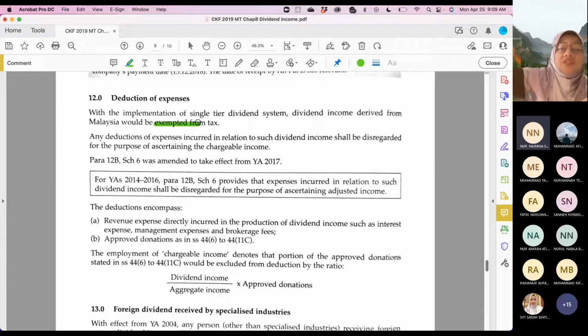So in this case, 80% is used for business, so the interest will be charged on the business income. The other 20% should be charged on the dividend income. But in the computation, because under single tier your dividend is already exempted, any expenditure that you have cannot be deducted from the dividend income. Otherwise, you have exempt, then you have minus 2,000. So this 2,000 cannot be deducted anymore. It is just disregarded. Any deduction or expenses incurred in relation to the dividend will be disregarded because you have already exempted it at the top.